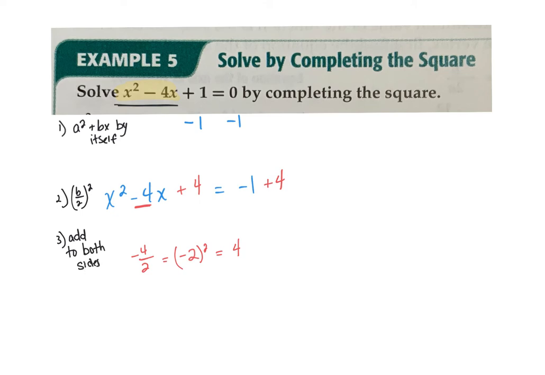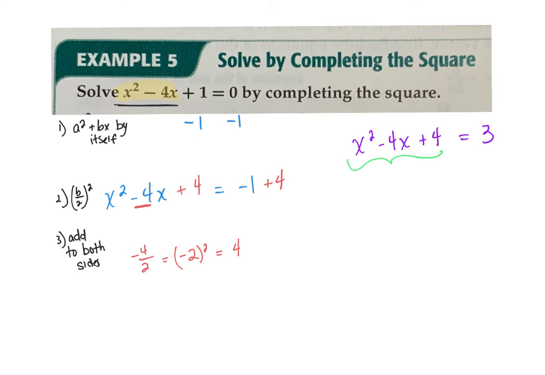All right? And so at this point, I have an equation that looks like this. I have x squared minus 4x plus 4 equals 3. That's all I have. Now this left side here is a perfect square trinomial. This is a perfect square.